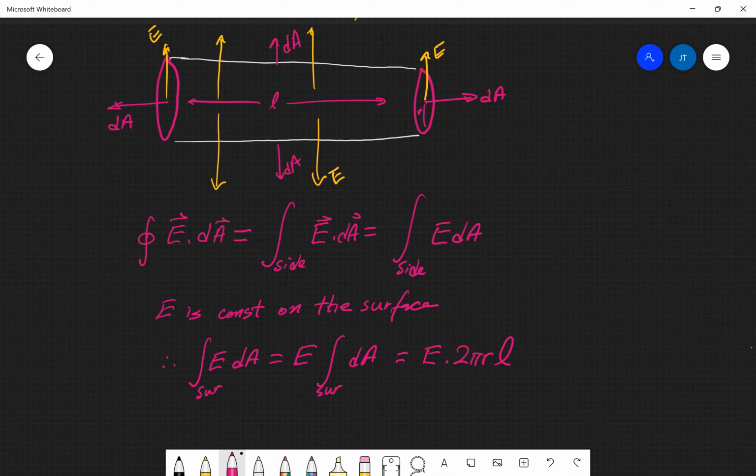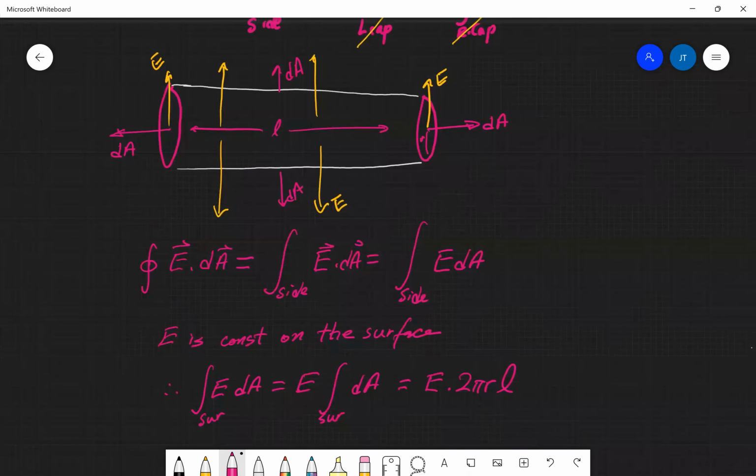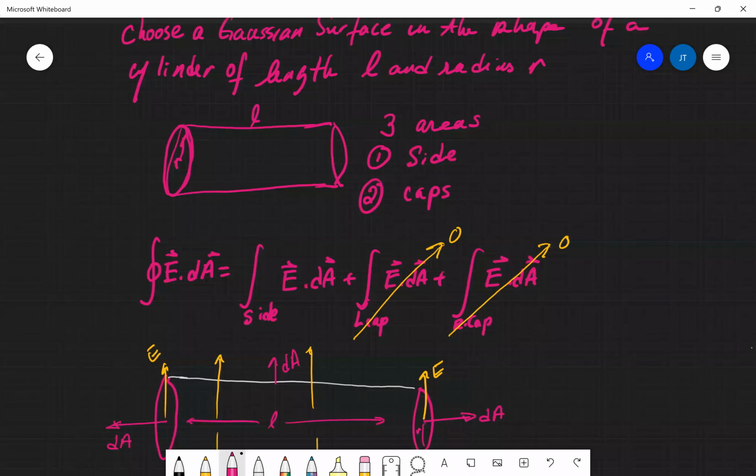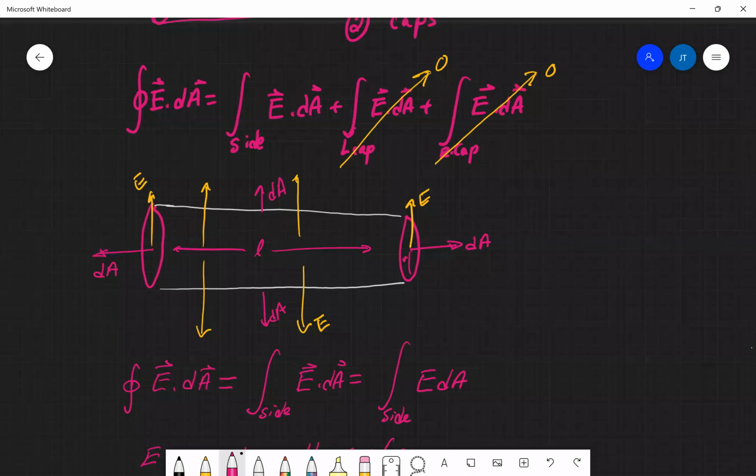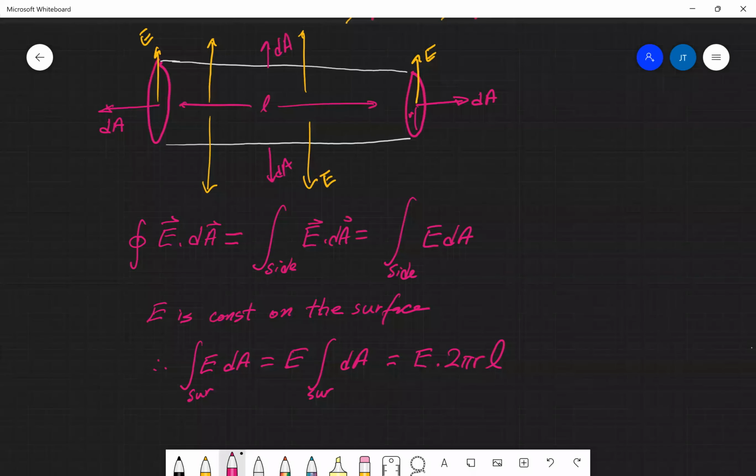And always, unless we're talking about an infinite sheet, whenever we have a cylindrical object, usually the caps don't contribute. Only the side of the cylinder, the Gaussian surface, will contribute. The caps don't contribute anything. There's no net flux going through the caps.